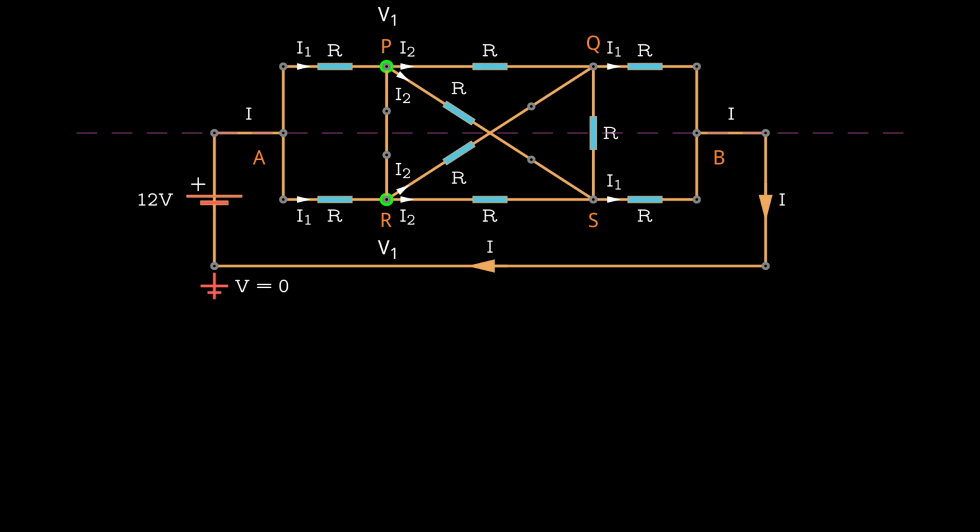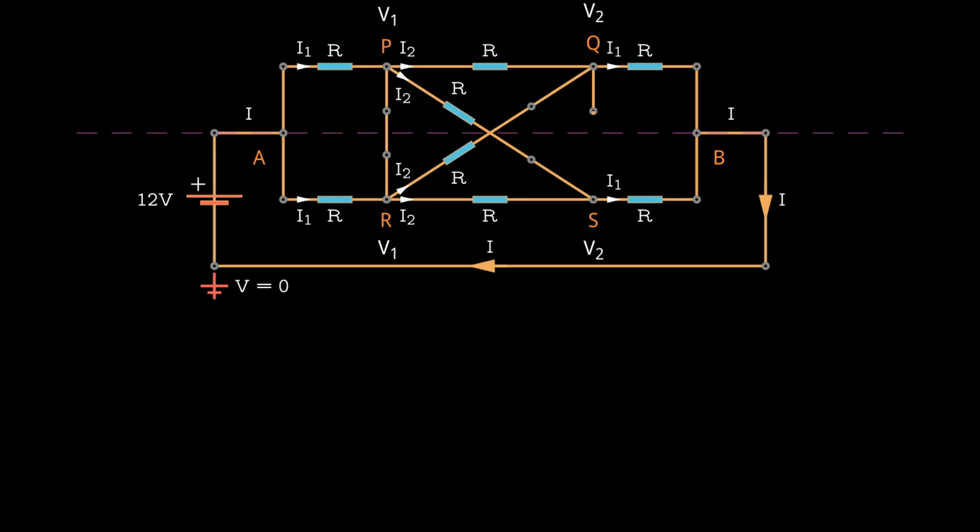For now, let's focus on the voltage drop across the resistors between nodes PQ and RS. Since the same current flows through both resistors, the voltage drop across them must be the same. This implies that the voltage at nodes Q and S is also the same, meaning no voltage difference exists across the resistor connected between these nodes. With no voltage difference across the resistor between nodes Q and S, no current will flow through it. As we did earlier, we can replace this resistor with a conductor.